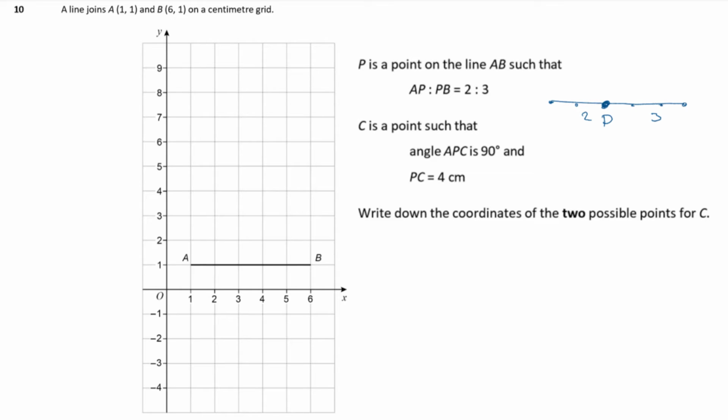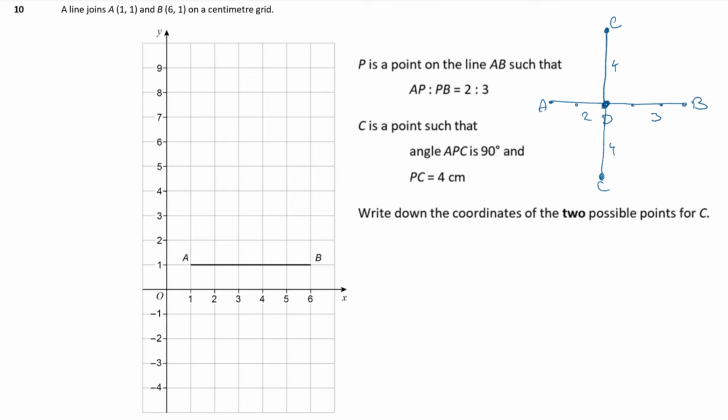So P is going to be part way along the line AB. And then C is a point such that angle APC is 90. So A to P and then up to C, well it could be C is up here somewhere. Okay, and it says that PC is 4. So C could be up here with a distance of 4, or it could be down here with a distance of 4. Okay, so it's one of those 2 locations.